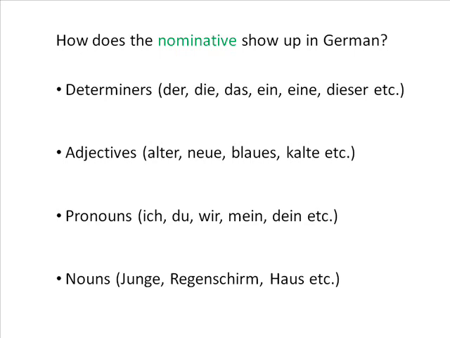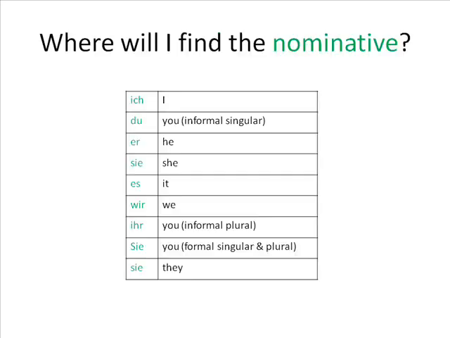With pronouns too, it's pretty simple. It's the first form you're likely to have learnt of them, so ich, meaning I, du, meaning you informal singular, er, sie, es, meaning he, she, it, wir, meaning we, ihr, meaning you informal plural, Sie, meaning you formal, and sie, meaning they, are the nominative personal pronouns.